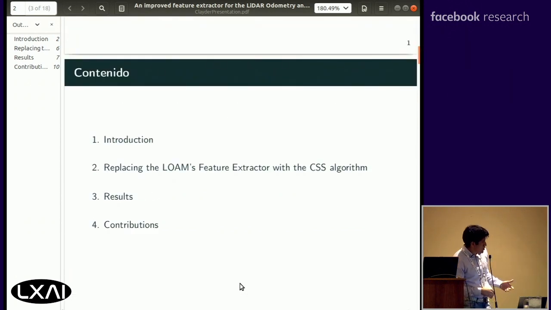I'm going to start with a short introduction, and I'm going to show you what I have done with experiments, the results, and finally the conclusions.